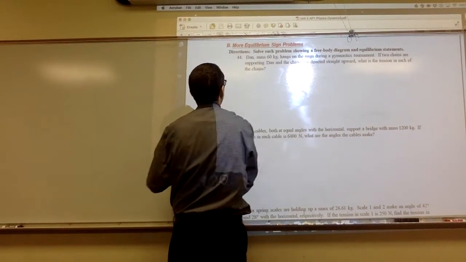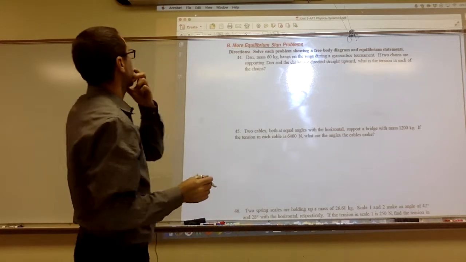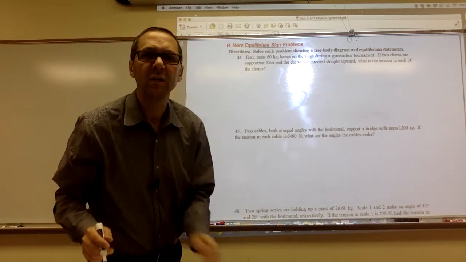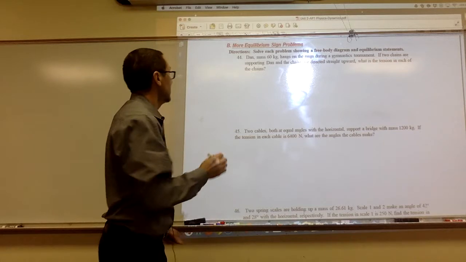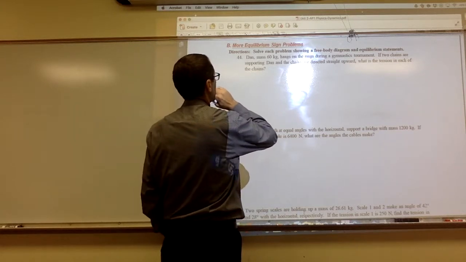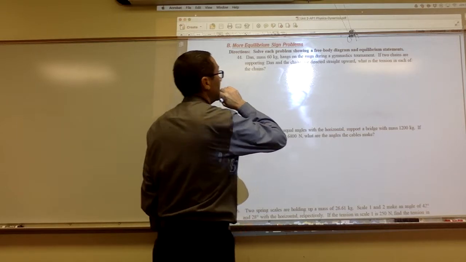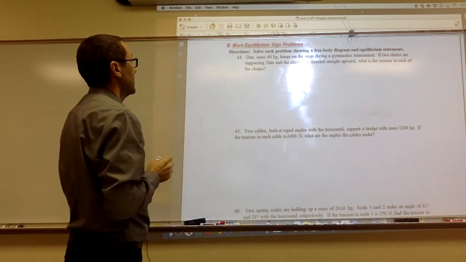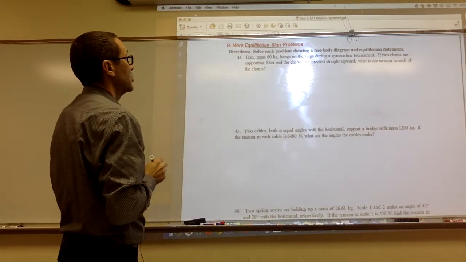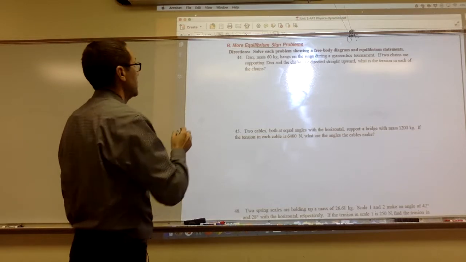Now we're doing 44 on the, what page is that? Page 35, it looks like. All right. Dan has a mass of 60 kilograms, hangs on the rings during a gymnastics tournament. If the 2 chains are supporting Dan and the chains are directed straight up, what is the tension in each?